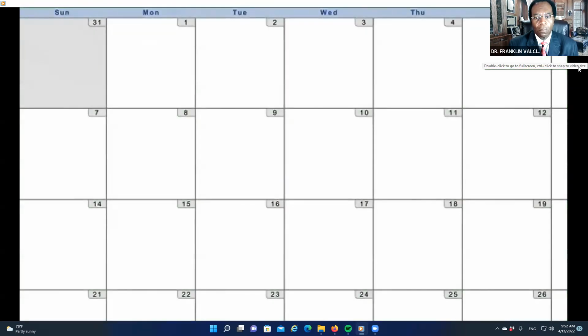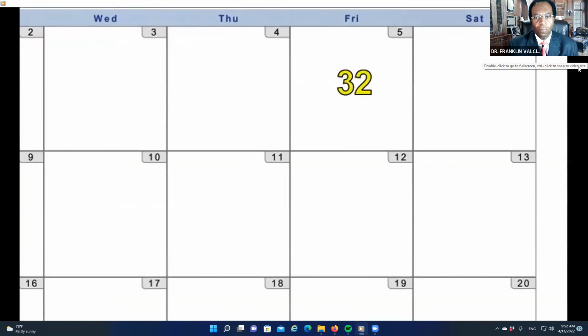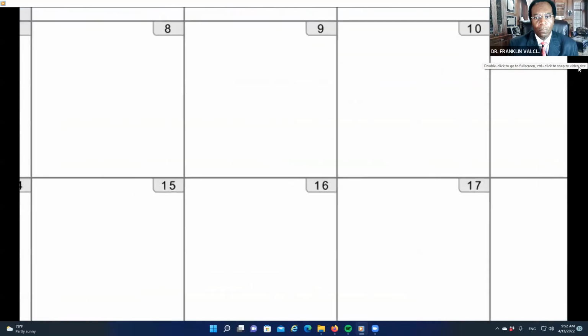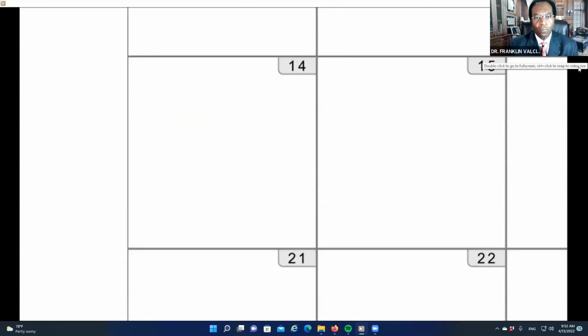On the 5th day, you will receive 32 M&Ms. On the 6th day, you will receive 64. On the 14th day, it will be the end of 2 weeks. 2 to the 14th is the number of M&Ms you will be given on that day.